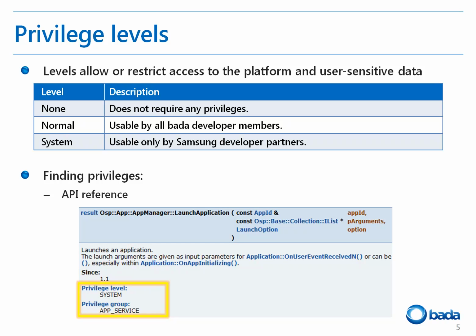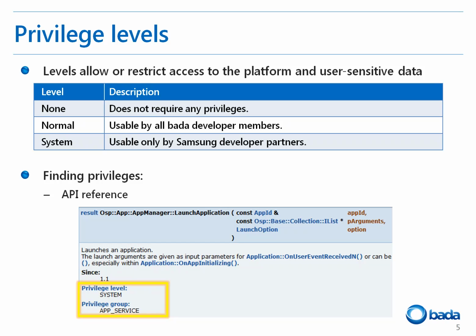An API that handles platform and user-sensitive data has privacy, security, and stability implications. To address this, the APIs are divided into groups with different privilege levels. To be able to use privileged APIs, an application must have the corresponding privilege level and groups assigned to the application profile on the bada developer site.